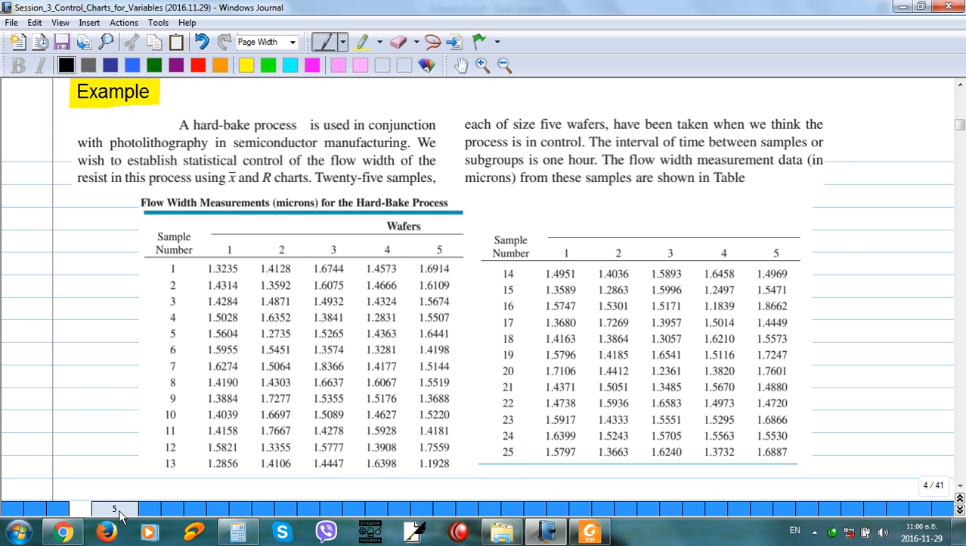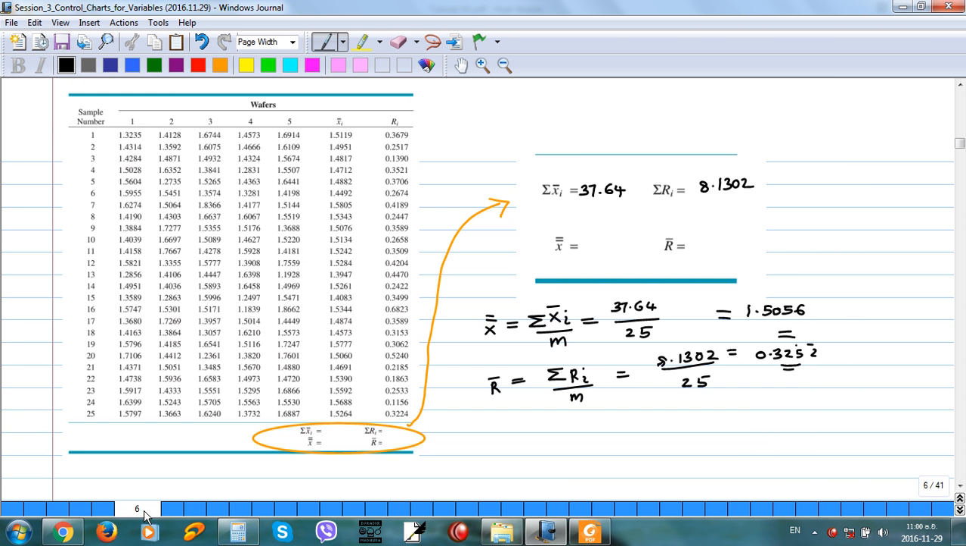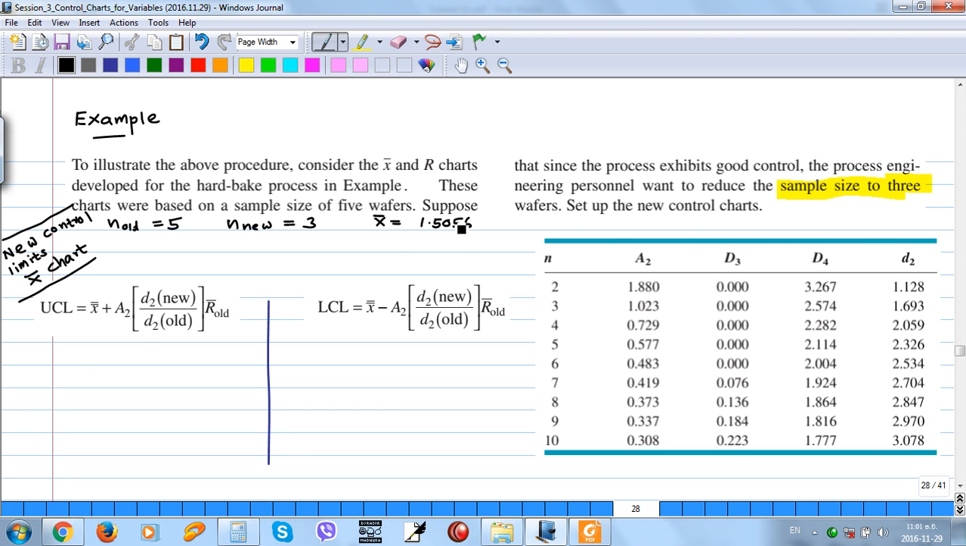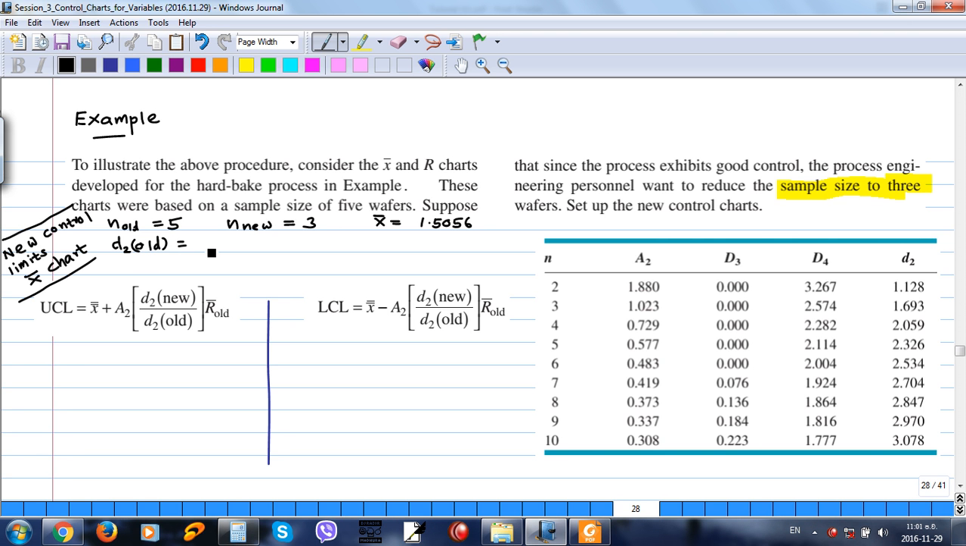At the beginning, here X bar is 1.5056, then X double bar 1.5056, and what we need are D2 new and D2 old. D2 old means for sample size 5, then D2 new.